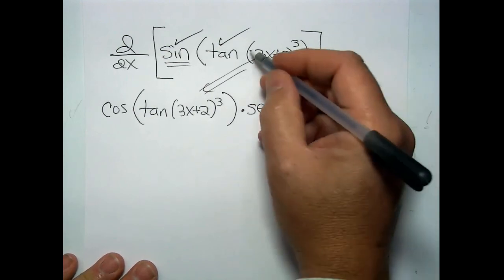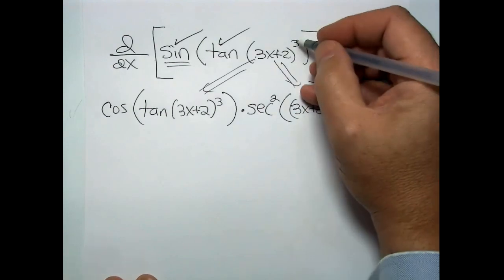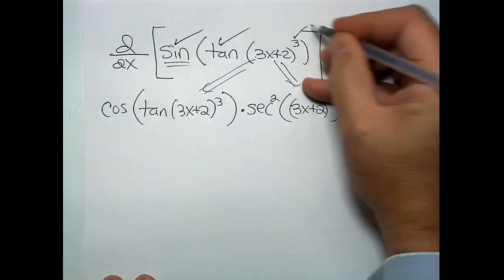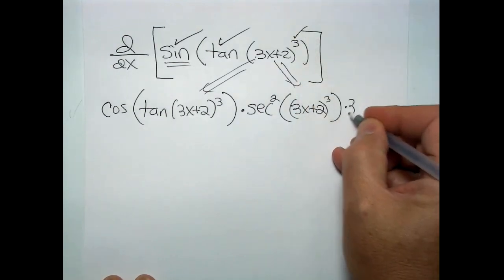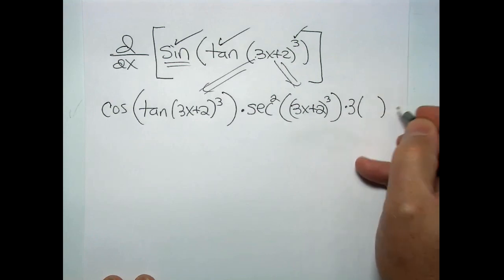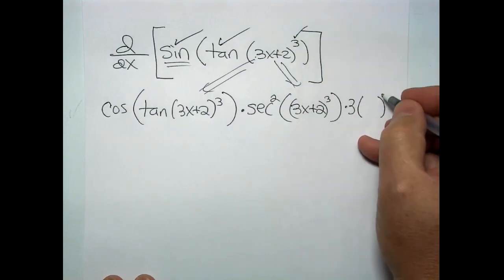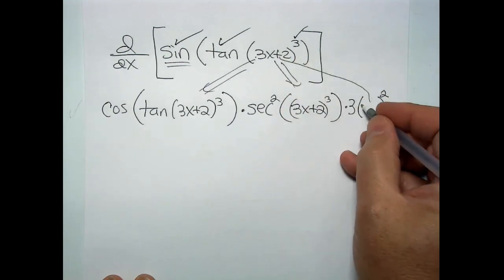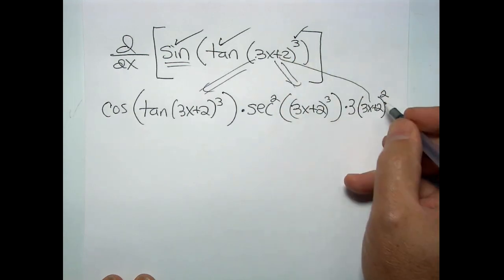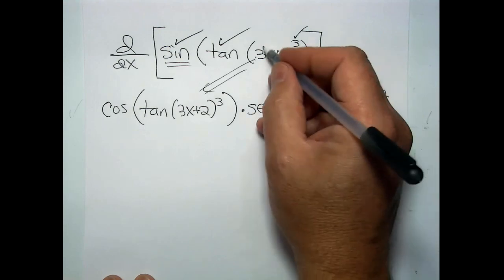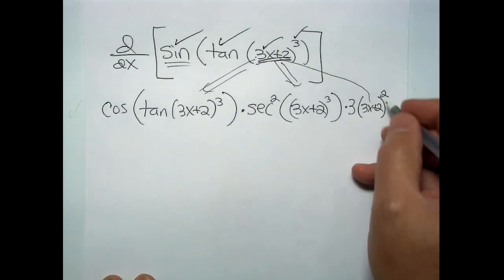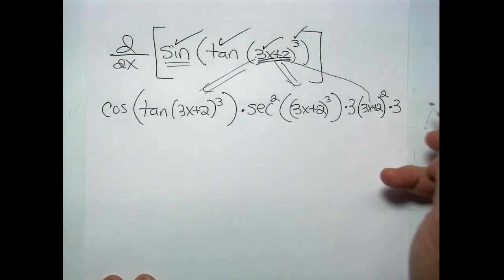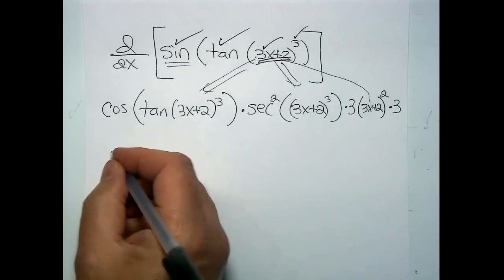Next. What's the next function in line? This power right here. Check it off. The 3 comes down, and you deduct 1 from the exponent. No change to its little argument, which is 3x plus 2. And boy, we got one more to go. That's this one here. The inner function is 3x plus 2. The derivative is 3. So how would I finish this up?